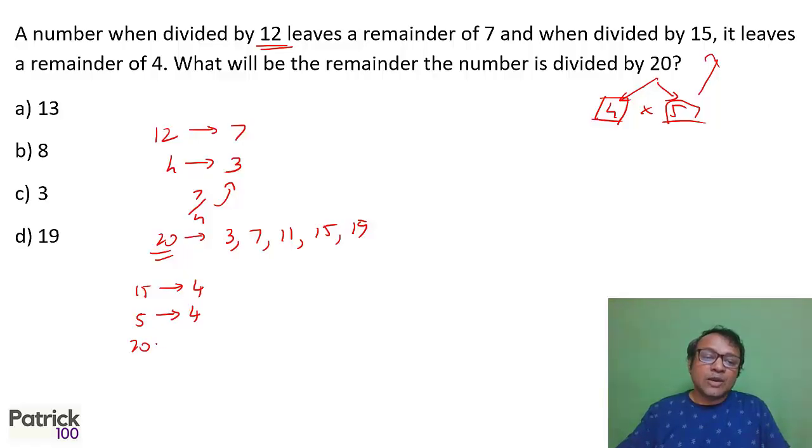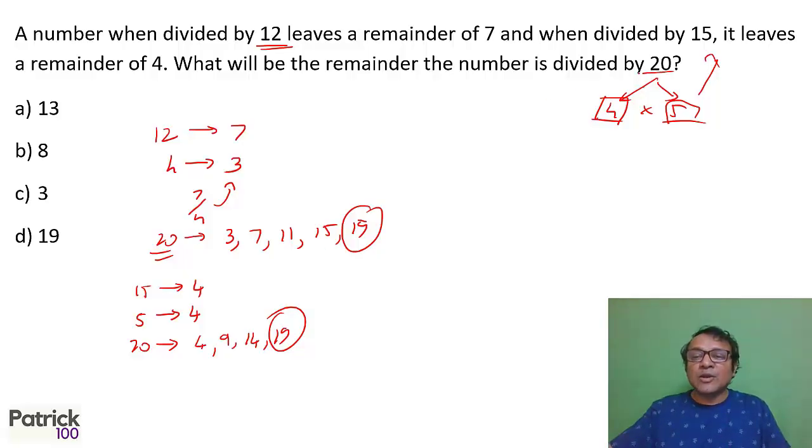Now take 20. If I divide by 20 the remainders can be 4, 9, 14, 19. All the numbers when you divide by 5 give the remainder 4. So what is the common under 2? The common under 2 is 19. That means when you divide by 20 the remainder will be 19. D option. So this is how you can solve.